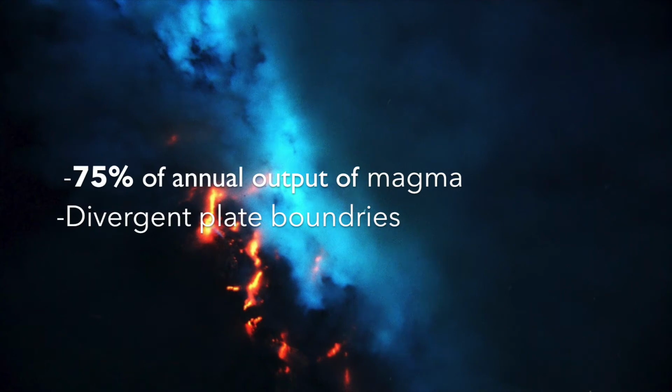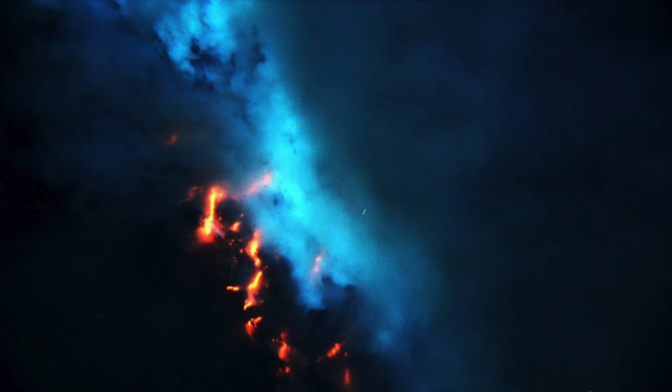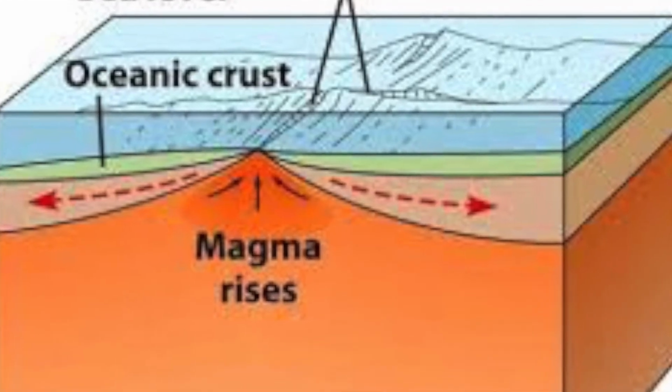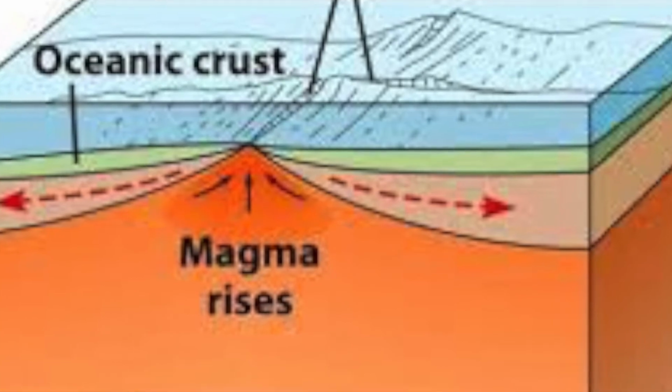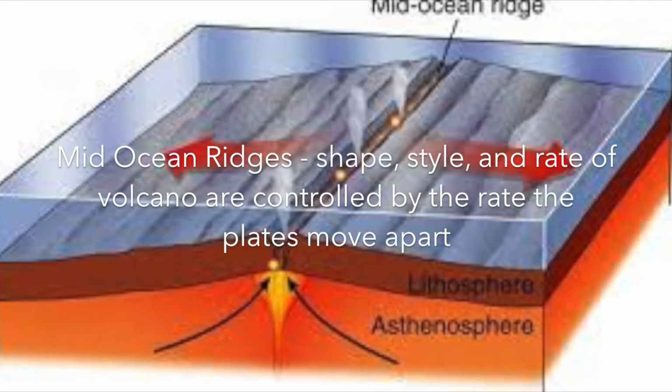Volcanoes found underwater contribute to 75% of the annual output of magma. Divergent plate boundaries are also called mid-ocean ridges. The shape, style, and rate of the volcano is controlled by the rate at which the plates move apart.